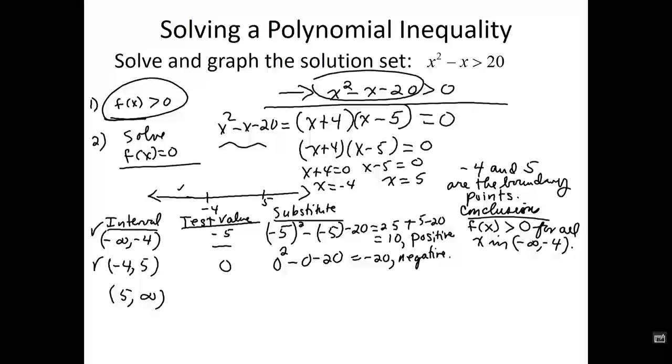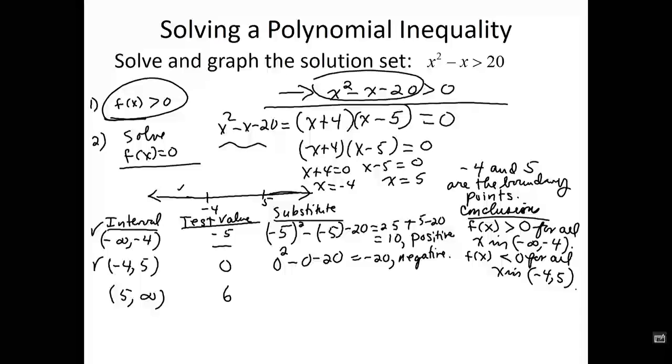So our conclusion is that in the interval from -4 to 5, f of x is less than 0 for all x in the interval from -4 to 5. Now the last interval, the set of all numbers greater than 5. So we want to pick a test value greater than 5. All right, so let's choose 6. And now we evaluate the function at 6.